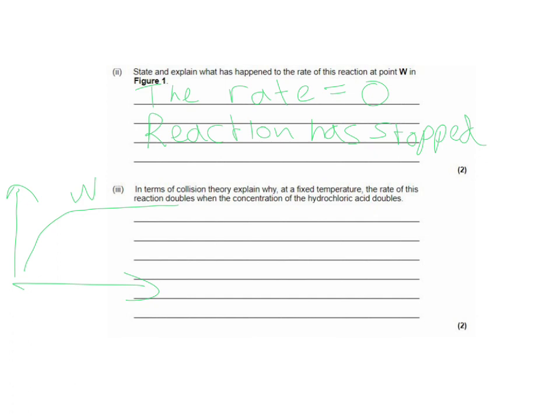In terms of collision theory, explain why, at a fixed temperature, the rate of this reaction doubles when the concentration of hydrochloric acid doubles. Okay, so we're not messing with the temperature, but if we double the concentration of hydrochloric acid, we've got twice as many particles or molecules of hydrochloric acid, so twice as much.